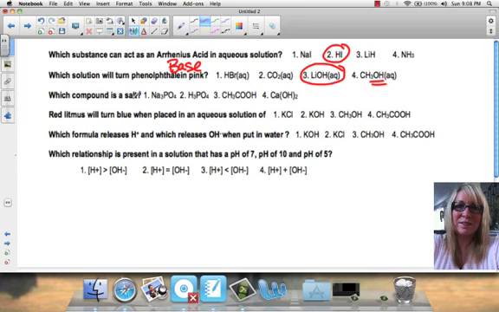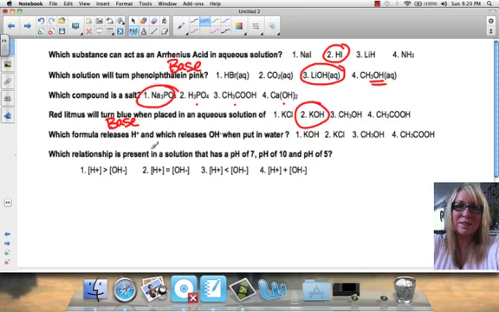Which is a salt? A salt is a metal and a nonmetal, or usually a metal and a halogen, or a metal and a polyatomic. This is an acid, this is an acid, this is a base. There's my salt. Red litmus will turn blue when placed in an aqueous solution of, we're talking about a base. So we're looking for a base here. Number 1 is a salt, number 2, OH. Metal and OH is a base, this is an alcohol, and this is an organic acid.